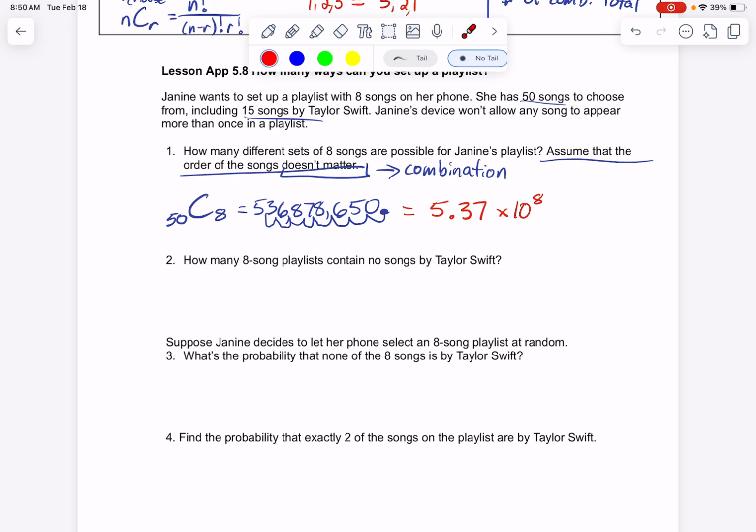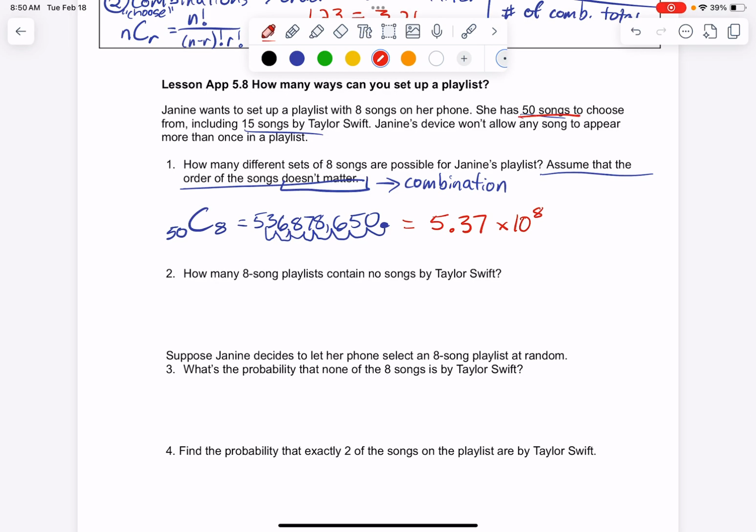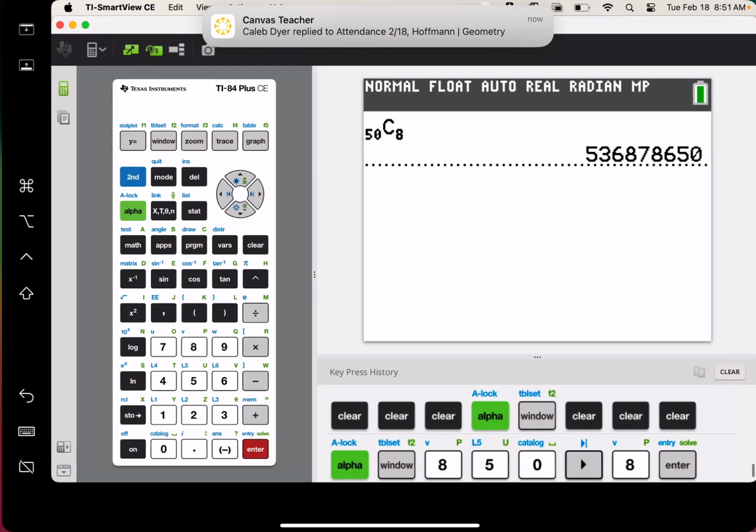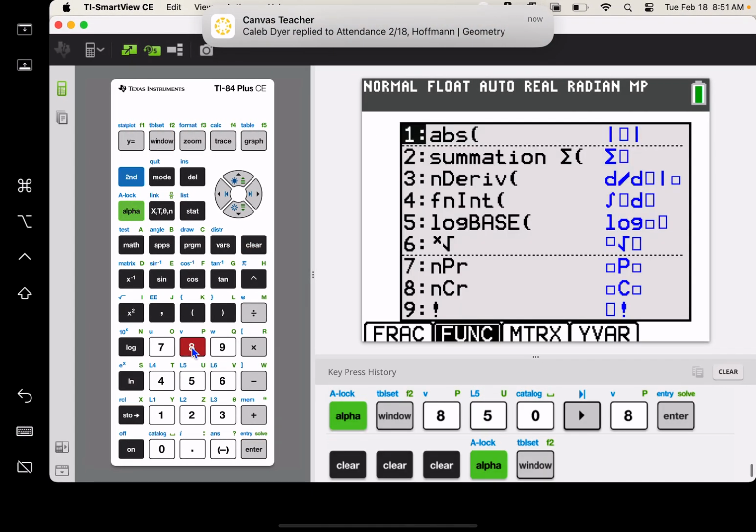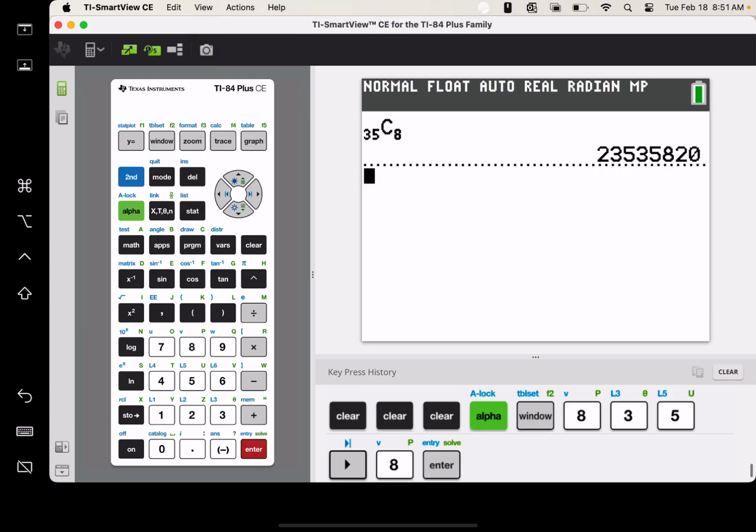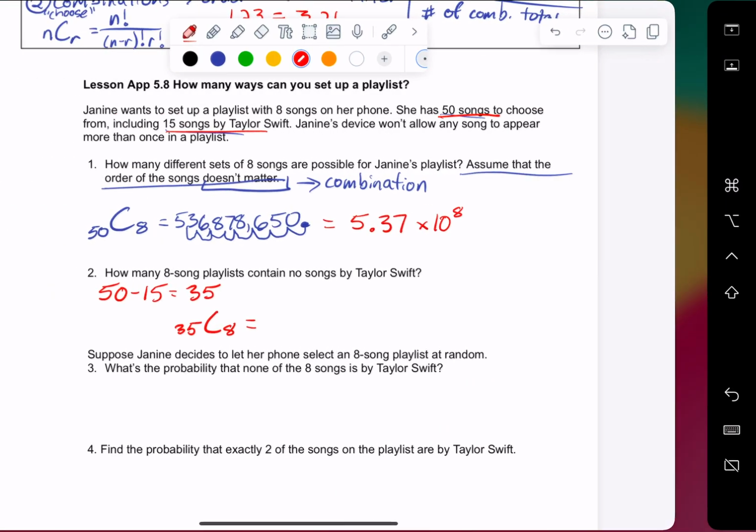So, next is how many 8-song playlists contain no songs by Taylor Swift. So, it mentioned up here, there are 50 songs in total. 15 are by Taylor Swift. So if we take 50 minus 15, that leaves 35 different options that aren't by Taylor Swift. And so since we have 35 options, we can choose 8 of them. 35 choose 8 is 23,535,820.